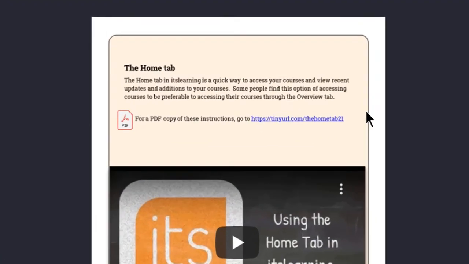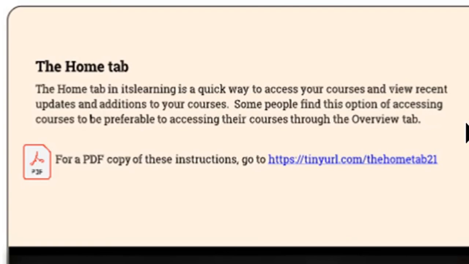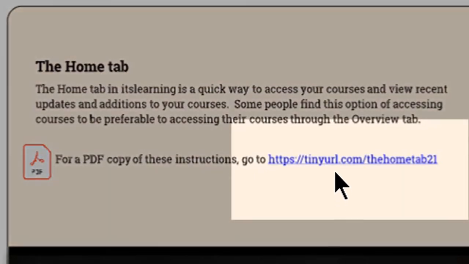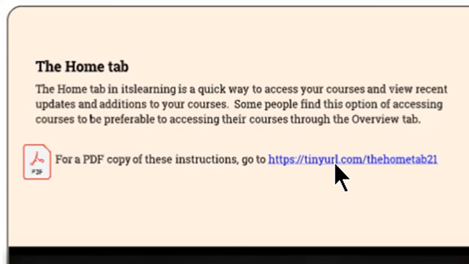At the top of the page, there's quick text to help describe what the Home tab is, and then under that quick text you'll see a link. That link will take you to a PDF document, a paper document so to speak, that will help you be able to learn about the Home tab. Every page has the link that will take you to a digital copy. If you prefer to read, this is an ideal option for you.